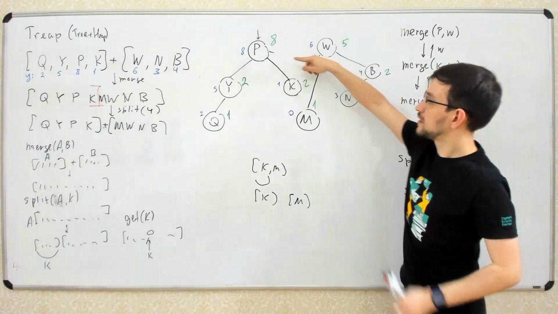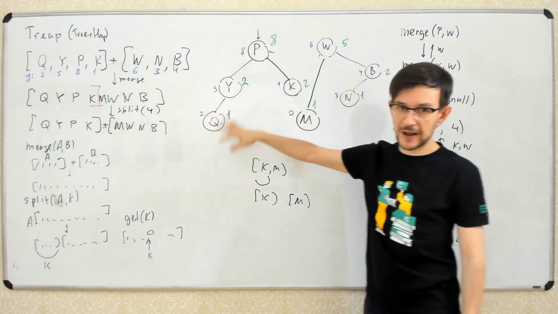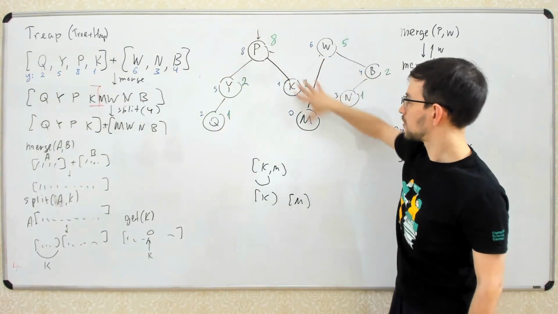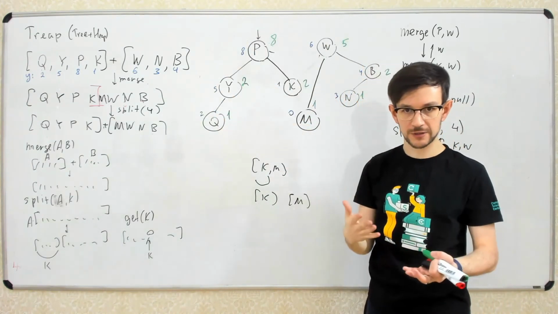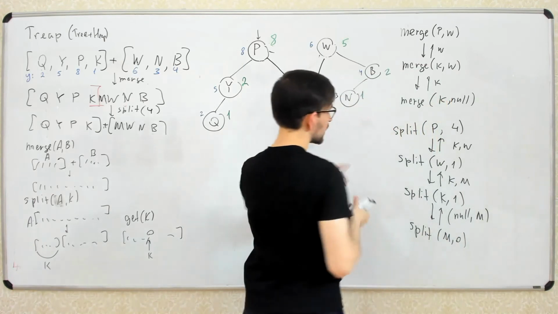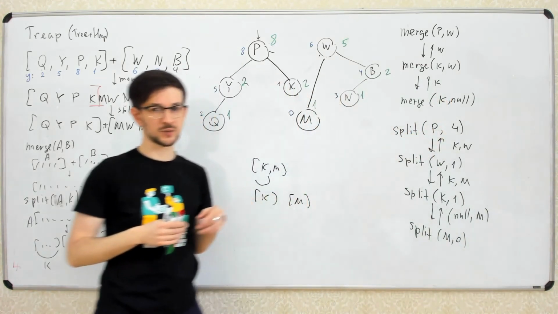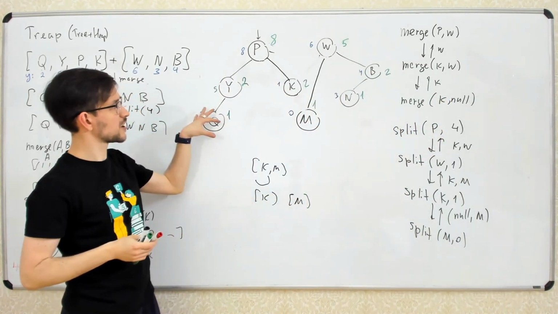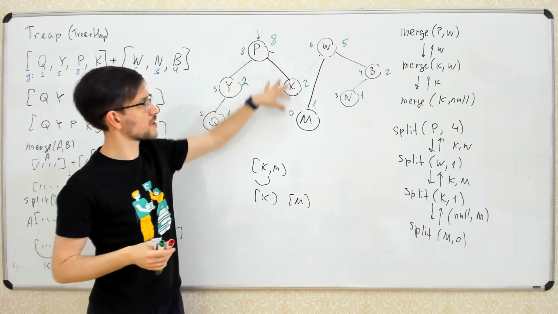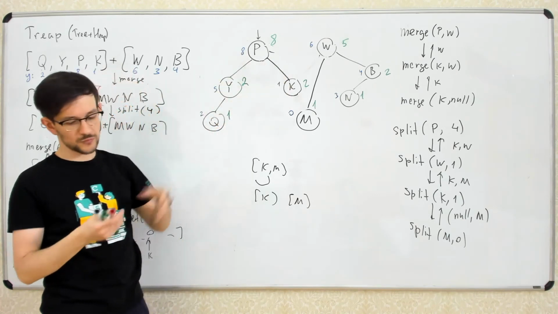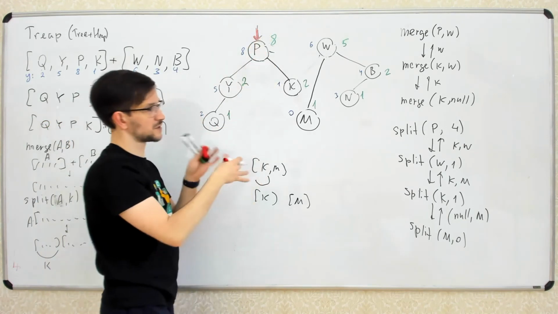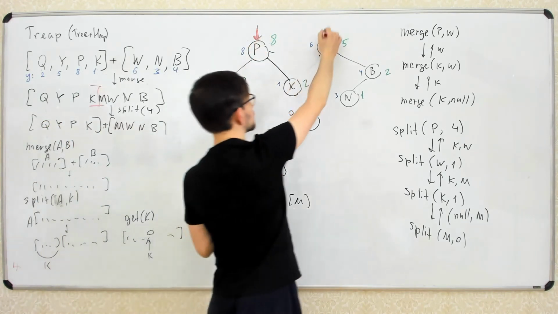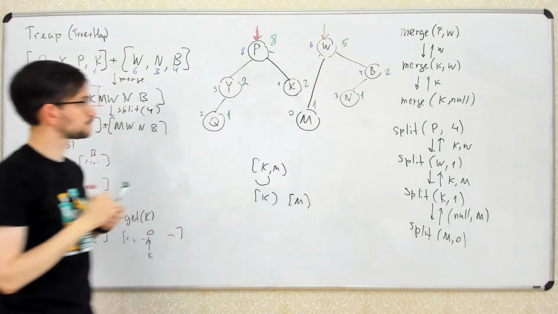Now, again, in this P, I had three elements. I cut one element from this subtree, put it as a right child. So now in this tree, I have four elements. That's what I want. I want to cut four elements from this P. So now I take these three elements plus this one. So now I have four elements here. So that's all. So now in the end, this tree contains the left part of this list. This tree contains the right part of this list.